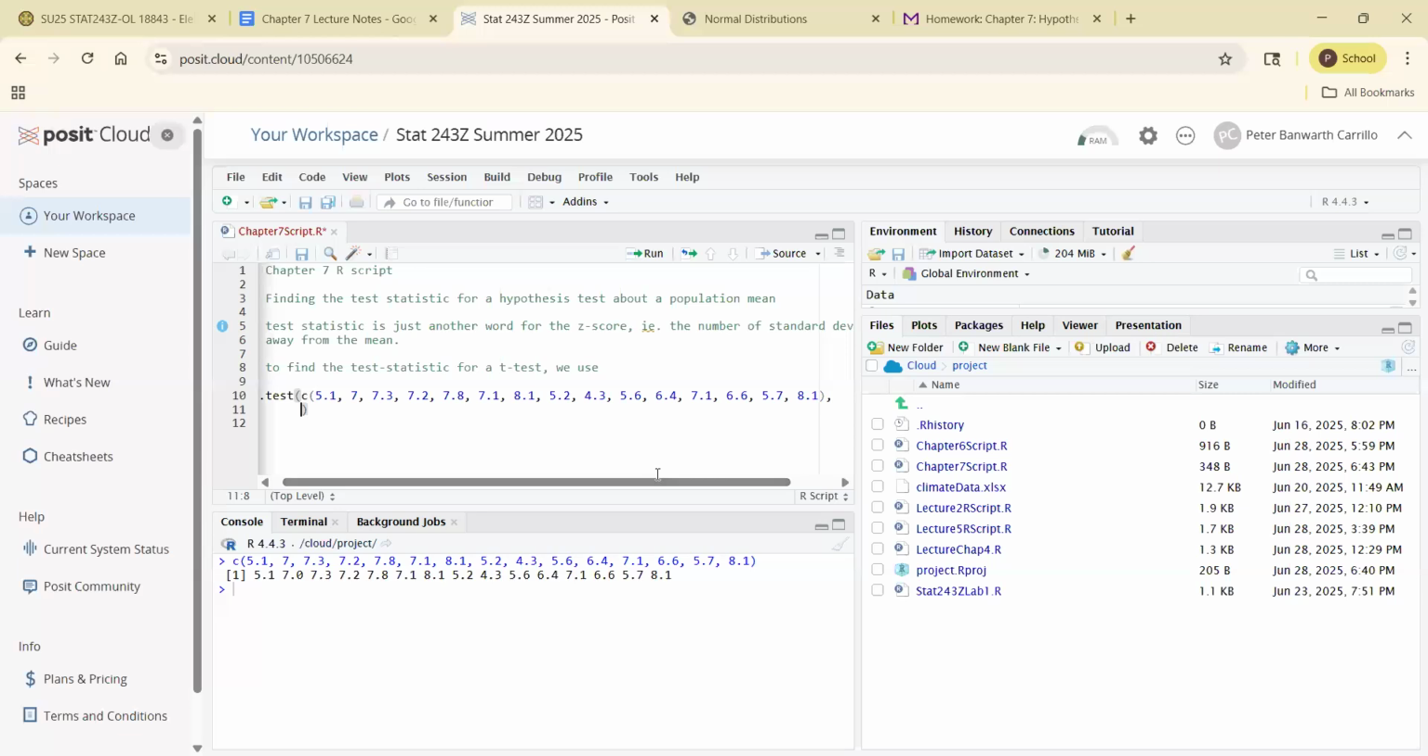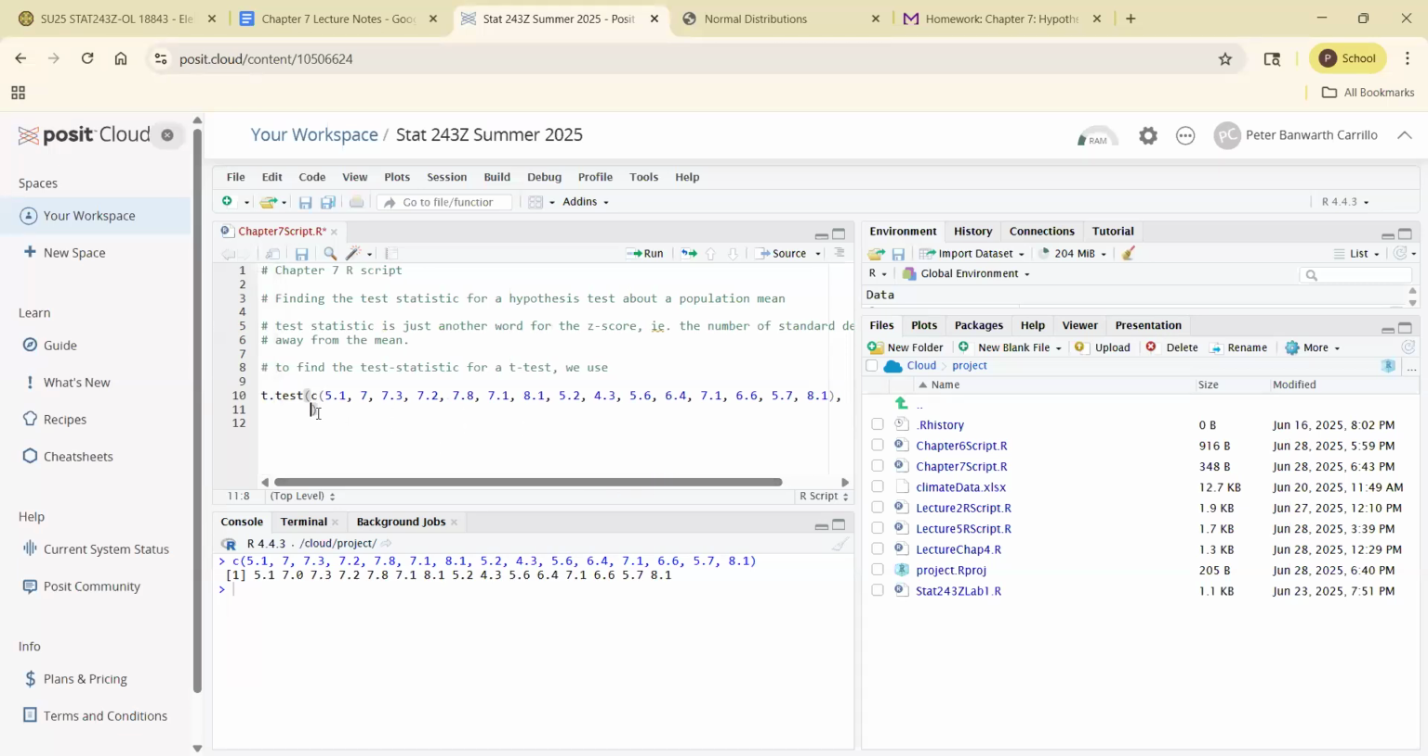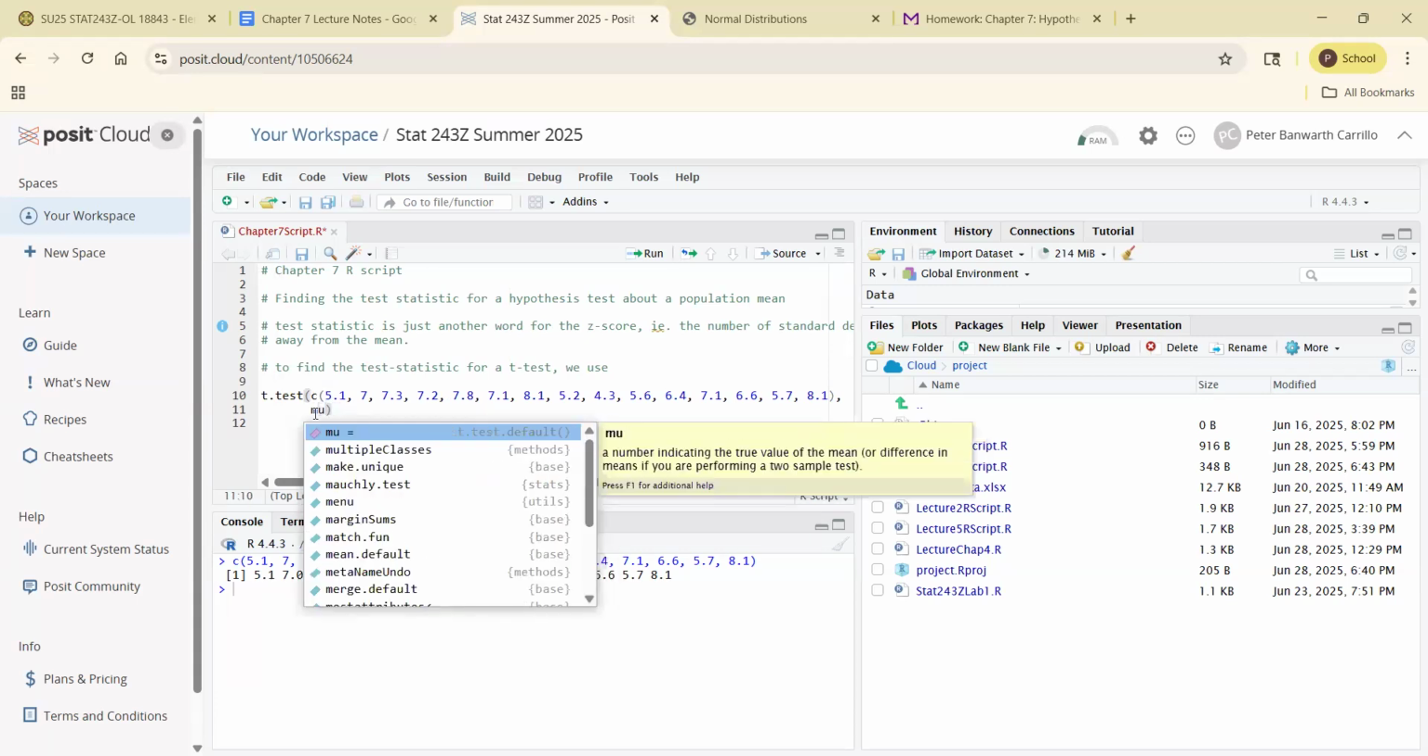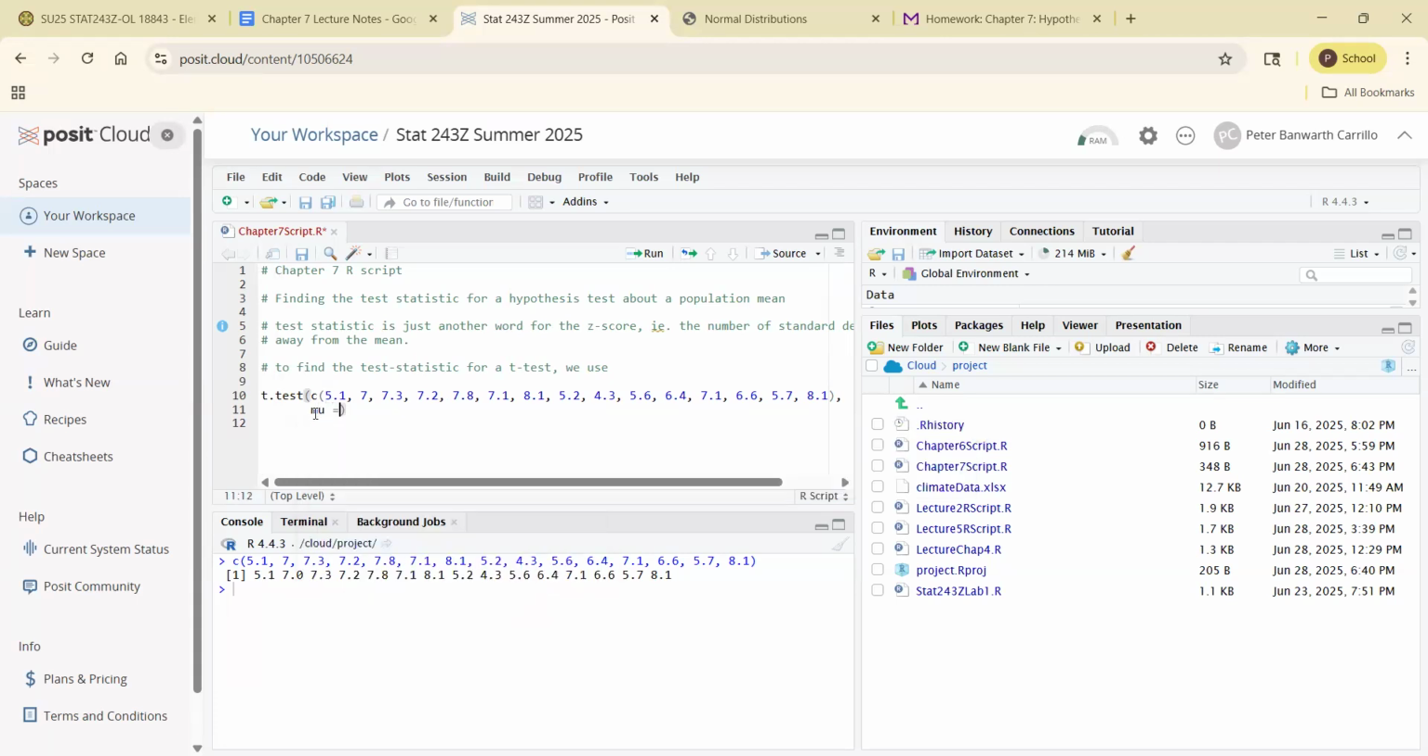Okay, we're doing a t-test, so we need to put in the data. We need to put in the mean that we are comparing it to. And I think it's mu for the mean that we are comparing it to. And because our hypothesis test said that the alternative is that it is less than 7, we need to tell it that we want alternative to be less. Test statistic for a t-test where the alternative is less. Run that code.